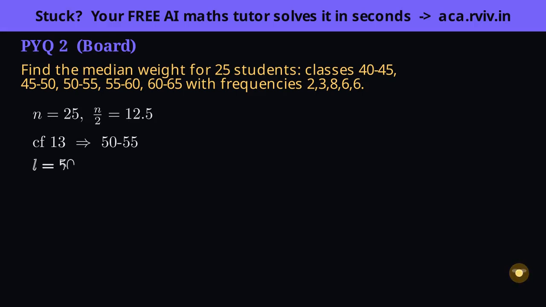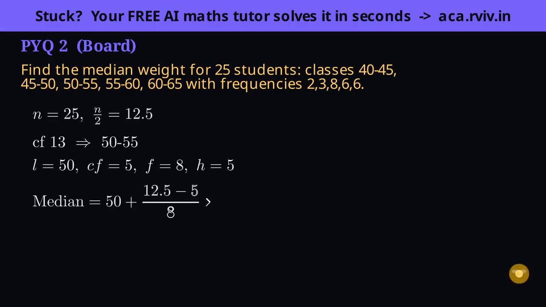Read off L equals 50, CF before it 5, class frequency 8, h equals 5. Substitute. We need 7.5 more past 5 to reach 12.5, out of this class's 8 readings, so we step almost the whole class in. 7.5 over 8 of the width 5 is about 4.69, so the median weight is roughly 54.69 kilograms.